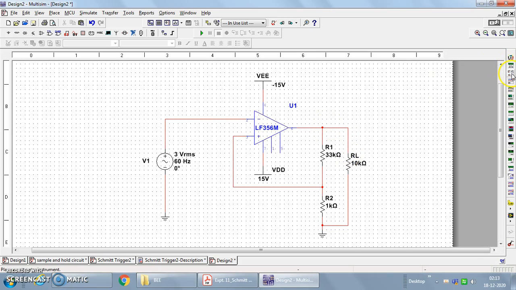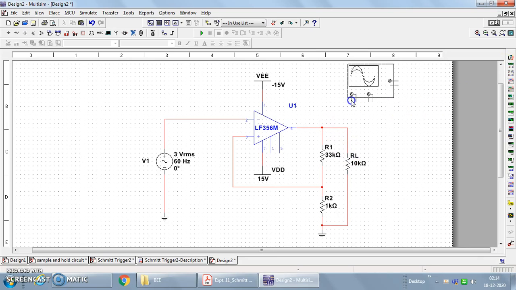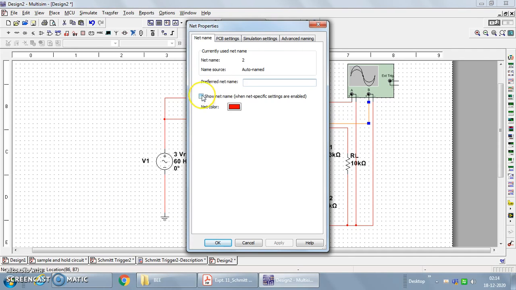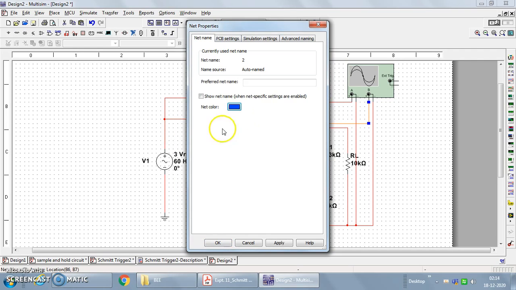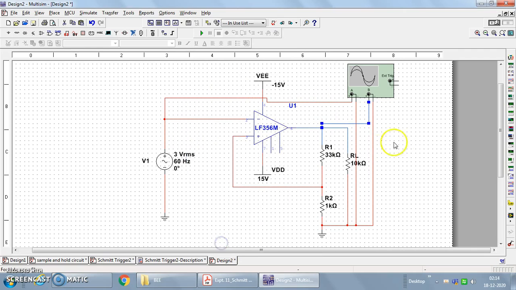Now before simulation, let us connect the CRO to see the output waveforms. From the instruments bar, let us connect the input and output waveforms so that we can observe them easily on the CRO. Let us connect the negative of both input and output to the ground connection and check the output from this point. I will change the color of this segment so that we can easily discriminate the input and output waveforms. Let's say apply and then OK.